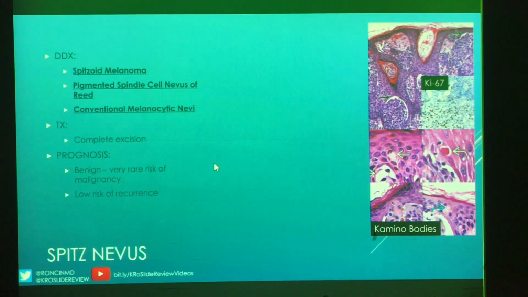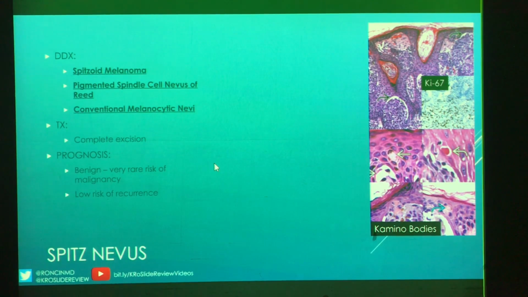So your differential, of course, includes melanoma, which can look kind of like a Spitz nevus. There's also spindle cell nevus of Reed, which is again very similar looking, as well as your conventional melanocytic nevi. So again, you'd want to think about, is this simply a compound nevus, whether congenital or acquired?